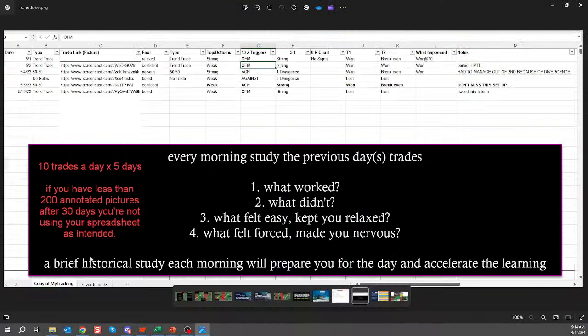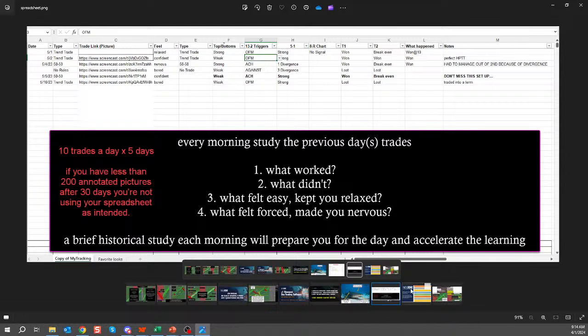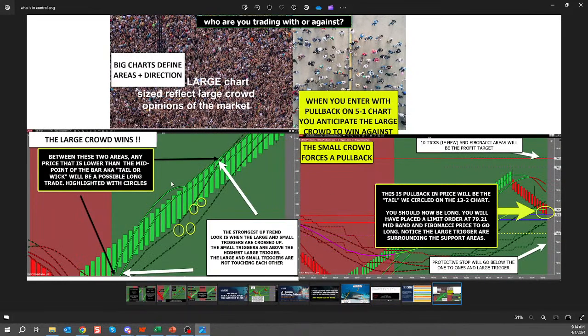And this large chart, what it does for you, and let me go to my favorite picture here, is it lets you know what the large crowd wants. I want you guys to go stand in front of the mirror after class today, look yourself dead in the eyes, and say, I don't control the market. I don't make it go up. I don't make it go down, guys. And the market doesn't care what I want.